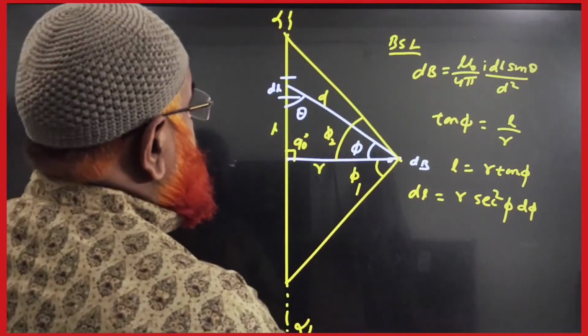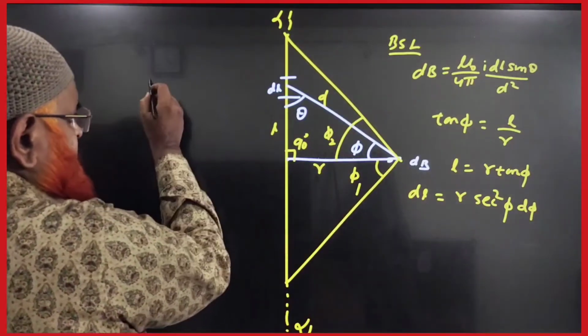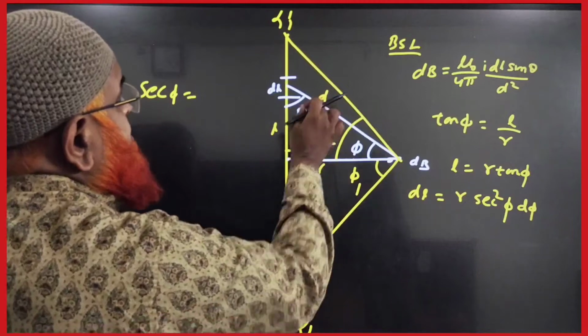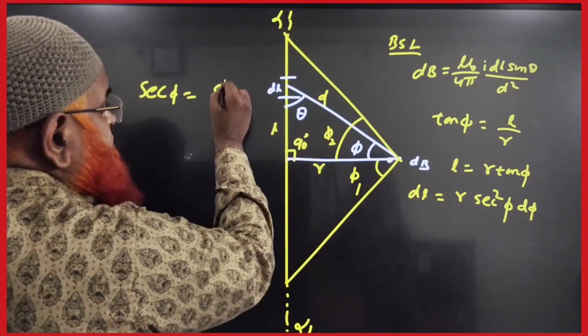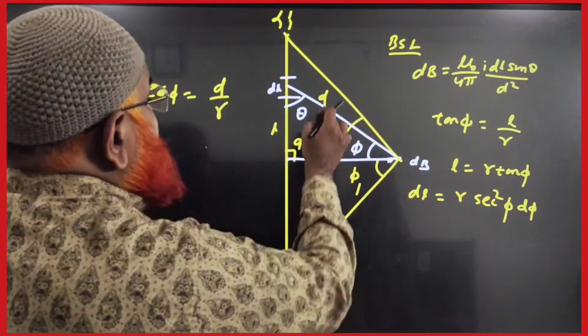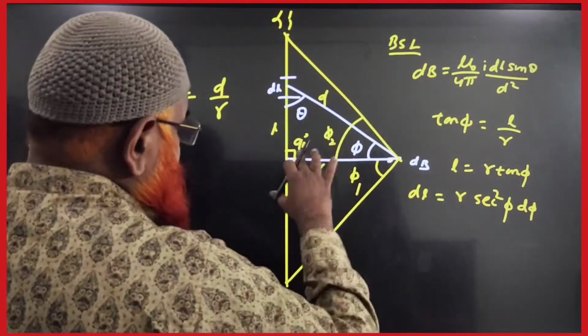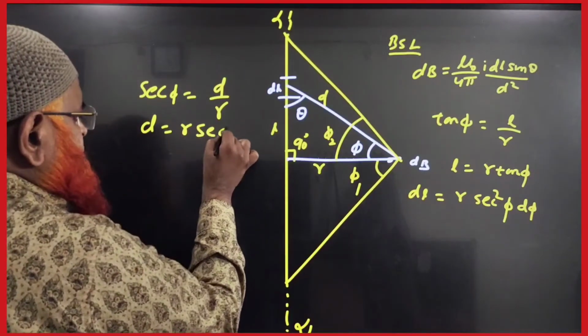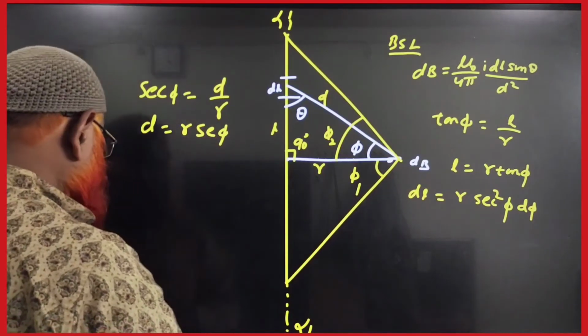You can consider sin phi. Or else you take secant phi again. Secant phi means what? Cos means adjacent side by hypotenuse. Secant means hypotenuse by adjacent side. Cos inverse is secant. Cos is adjacent by hypotenuse, secant is hypotenuse by adjacent. Okay. So what is d now? d is going to be r secant phi. Understood?